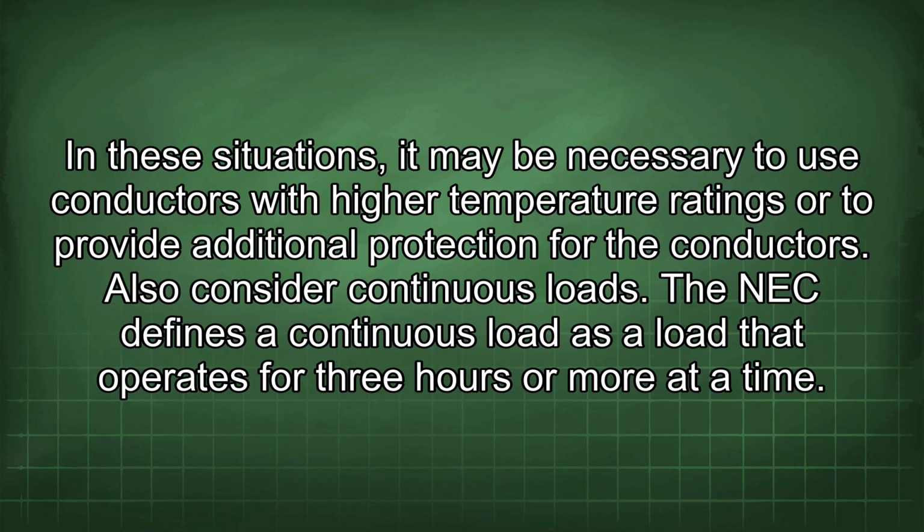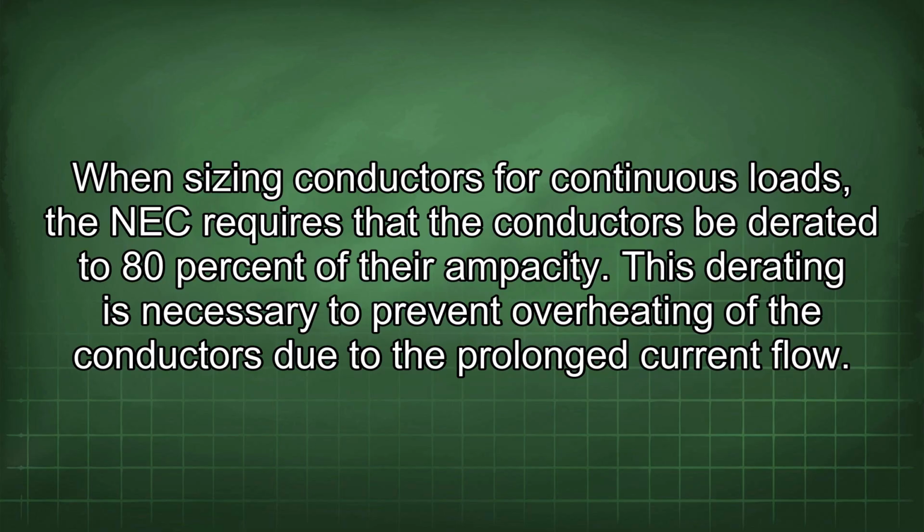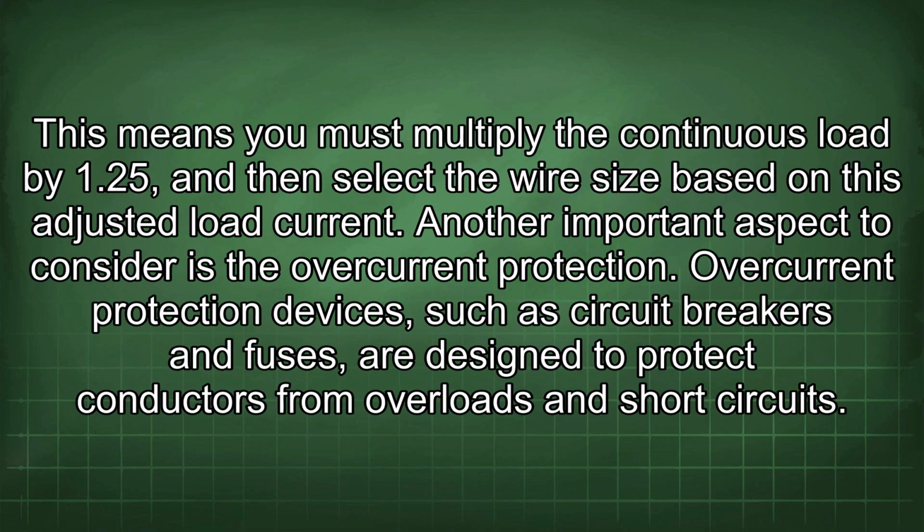The NEC defines a continuous load as a load that operates for 3 hours or more at a time. When sizing conductors for continuous loads, the NEC requires that the conductors be derated to 80% of their ampacity. This derating is necessary to prevent overheating of the conductors due to the prolonged current flow. This means you must multiply the continuous load by 1.25 and then select the wire size based on this adjusted load current. Another important aspect to consider is the overcurrent protection.